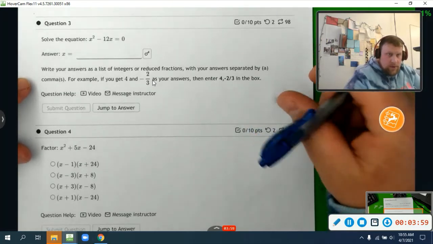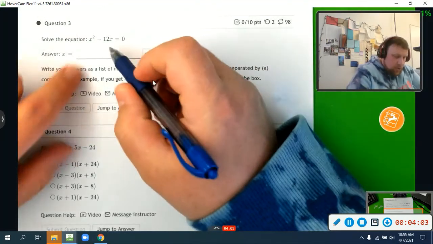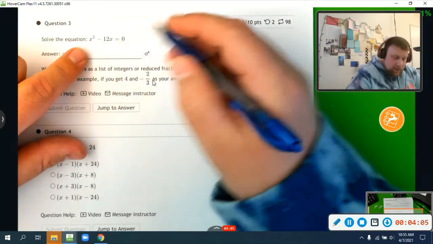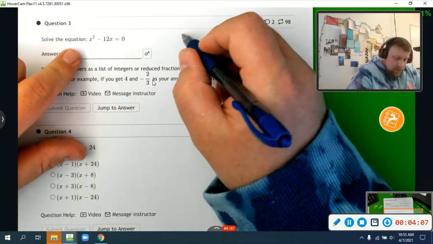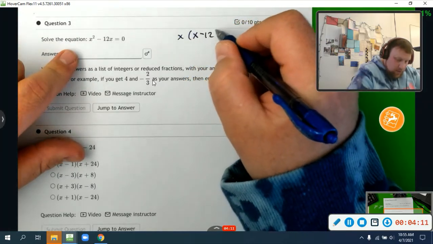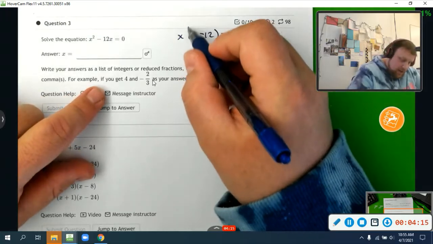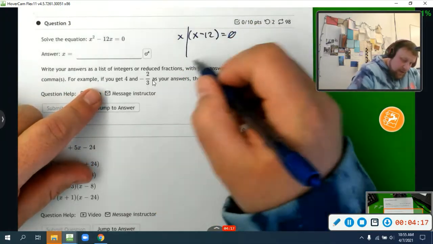Okay, question 3. Solve the equation x squared minus 12x equals 0. Well, for this one, guys, I'm going to use my factoring. They both have an x in common, so I'm going to pull an x out, and I get x times x minus 12 equals 0. And we're going to do the same thing, right? Cut it down the middle.